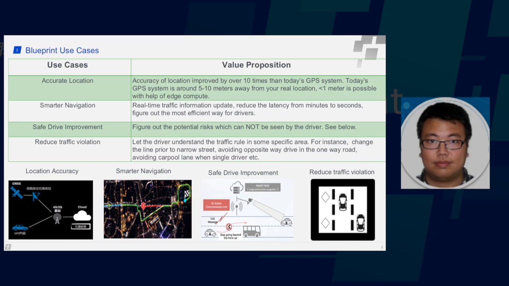So the next use case will be the smart navigator. You can figure out the way based on the real traffic information. So that's the second. The third one will be the self-driving improvement.